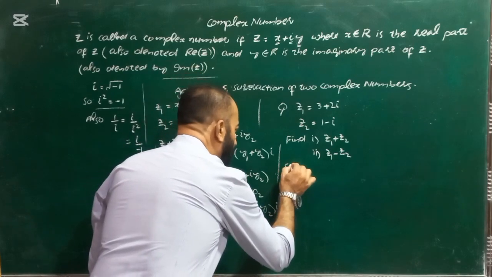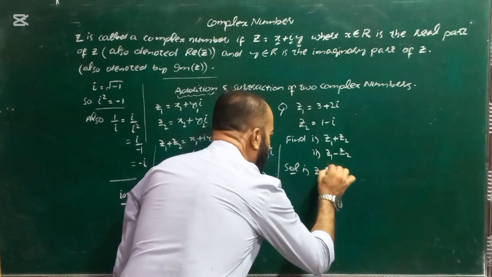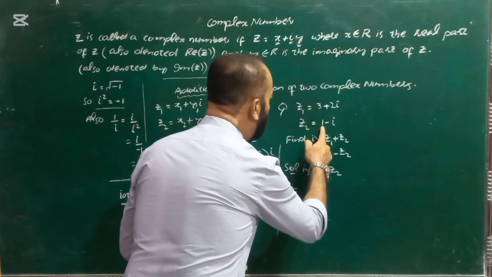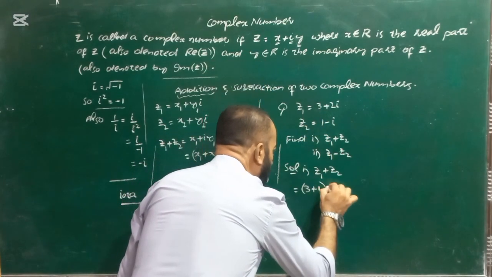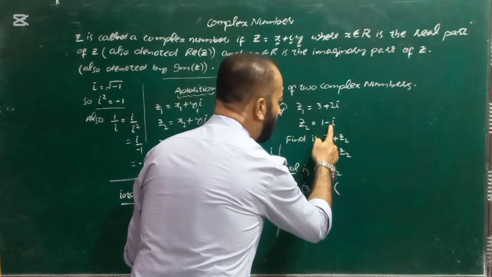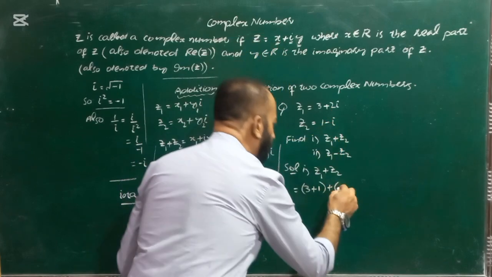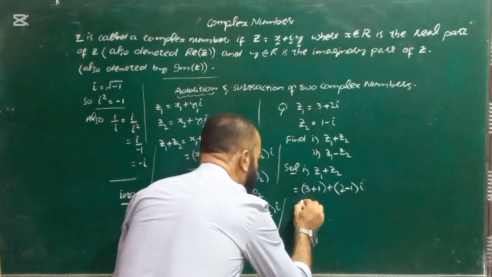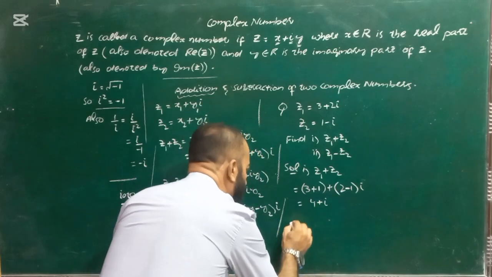Look now, solution. First part, z1 plus z2. These are the real parts, so 3 plus 1, plus imaginary parts will be added. Here the imaginary part is minus 1 and here is 2, so 2 minus 1, and this iota will be taken as common. So 4 plus iota is the answer.